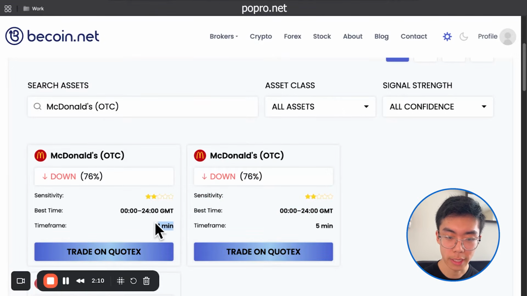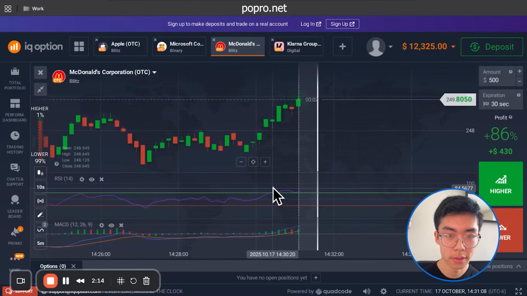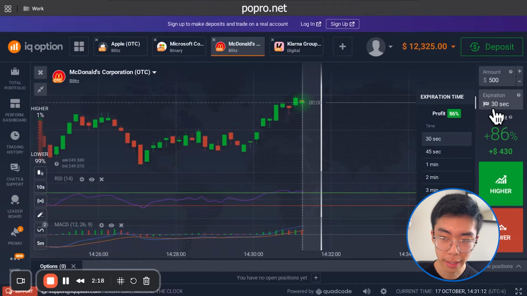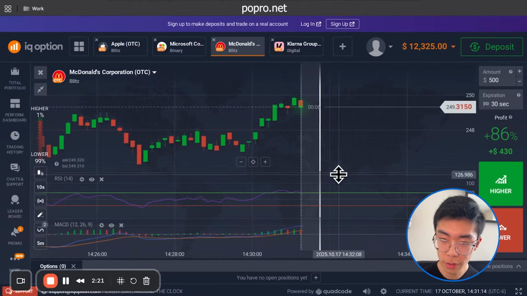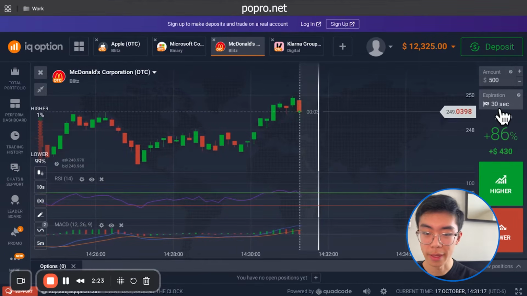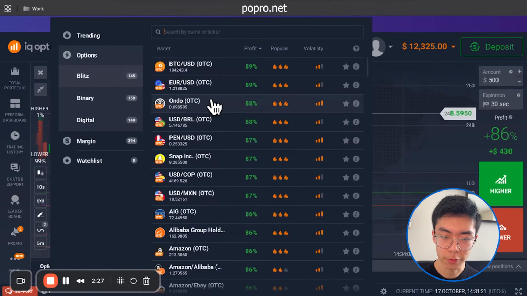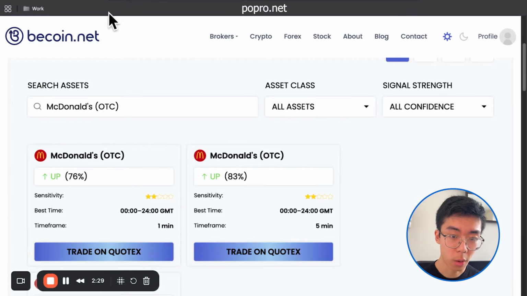And because Becoin.net does have a, this is the 1 minute indicator, okay? So here, generally speaking, we're trading with a 30-second expiration. We can also change it to 1 minute. That might be a little bit safer, but we might actually do that for the next 3 trades, just so I can show you how it works.